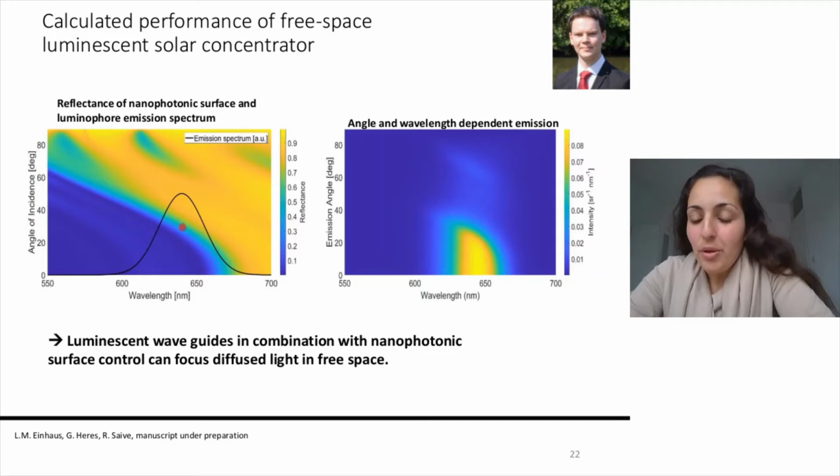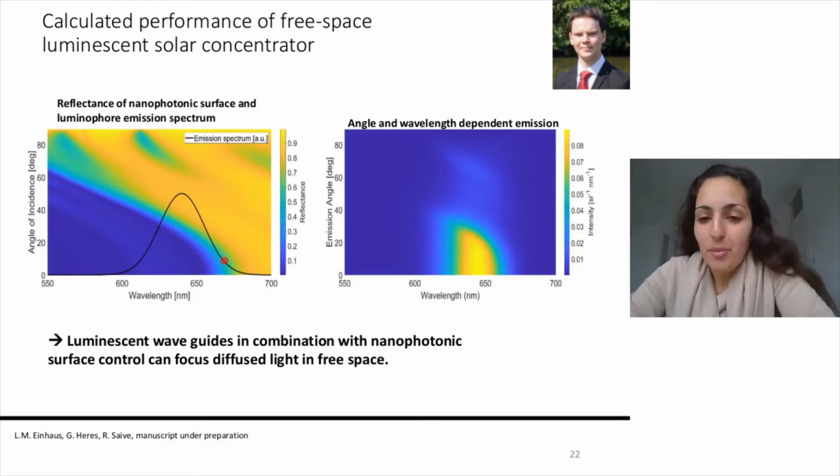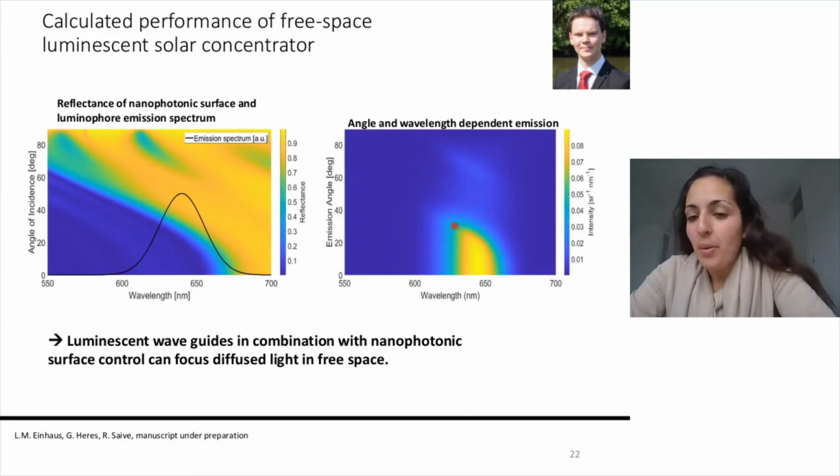And then he included the emission of the luminophores, and then he performed what we call detailed balance calculations to figure out: if I have such a nanophotonic surface coating and such an emission spectrum of my luminophores, what is the angle and wavelength dependent emission that I can get from such a material stack? And in fact, as shown here, we can get a very nice situation where we have really good concentration and a certain emission angle for the specific wavelength at which our luminophores are emitting.